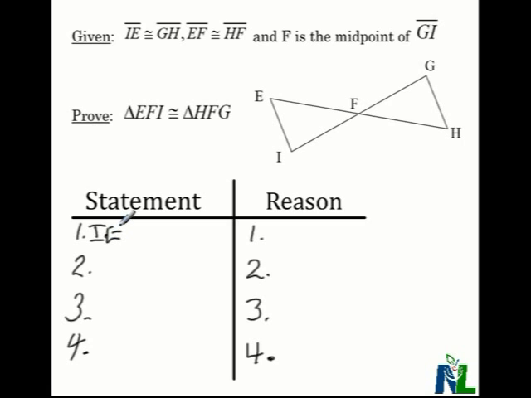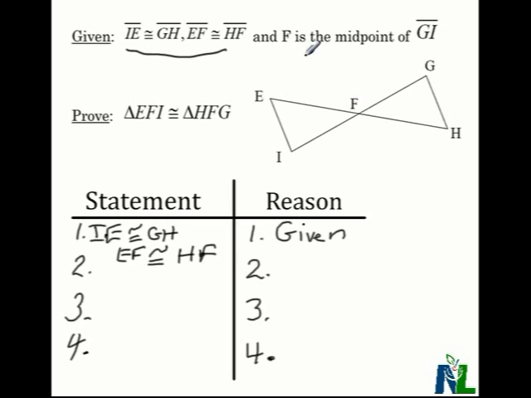IE congruent to GH and EF is congruent to HF. And the reason I can say that is because the information is given. So you can just write down "given." Now, similarly, so there's my first part here.